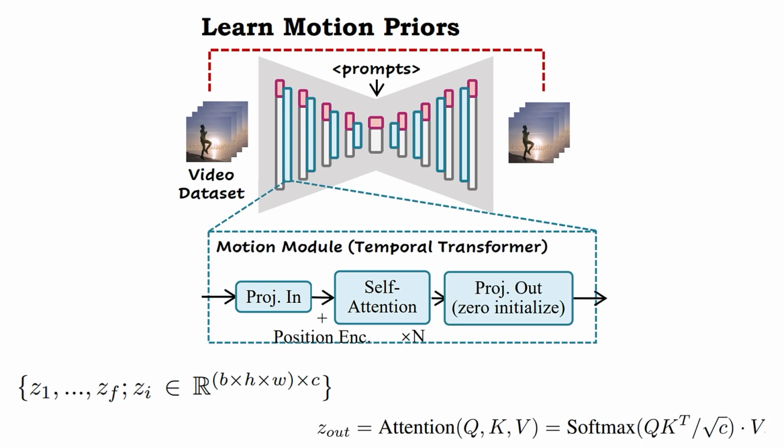And the final thing is the output projection layer that we typically have in transformers, but as a trick, they are inspired by ControlNet and they zero initialize it and have a skip connection so that initially in the training, this temporal transformer block acts as an identity mapping and gives a stable training procedure.